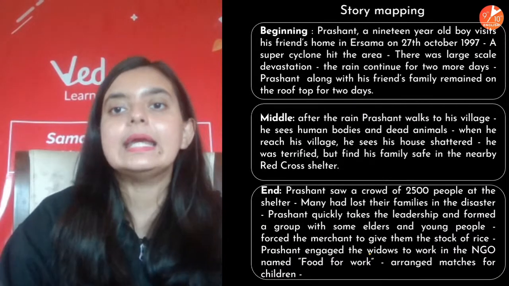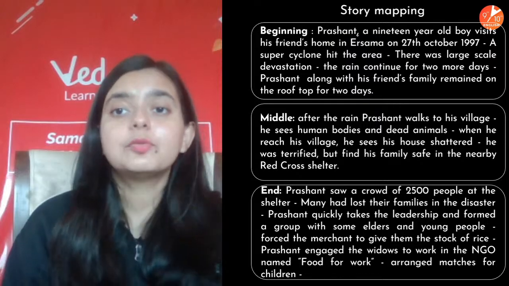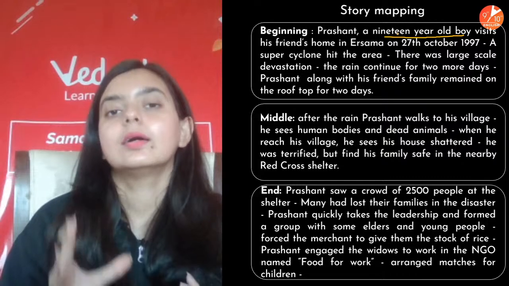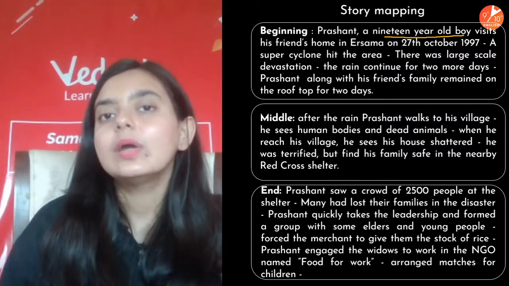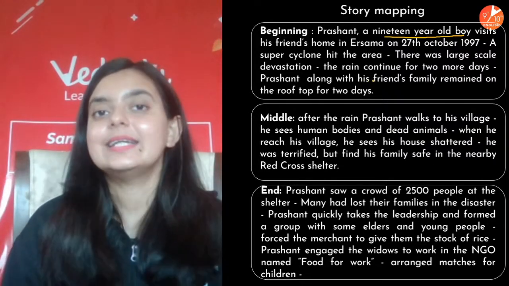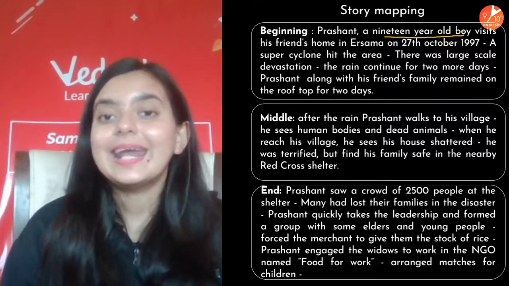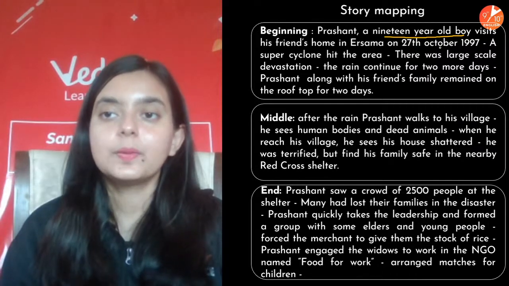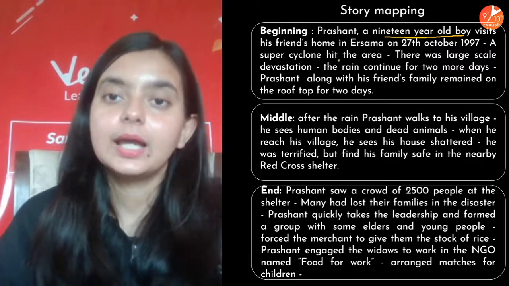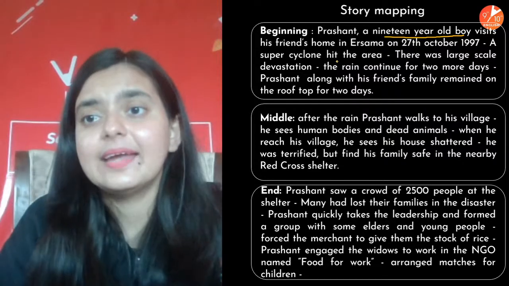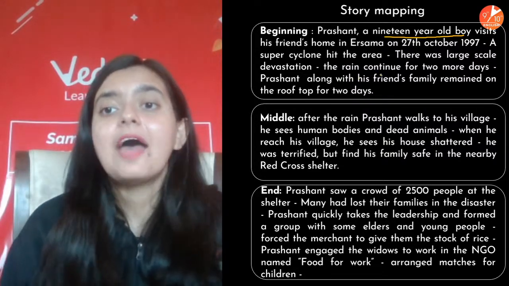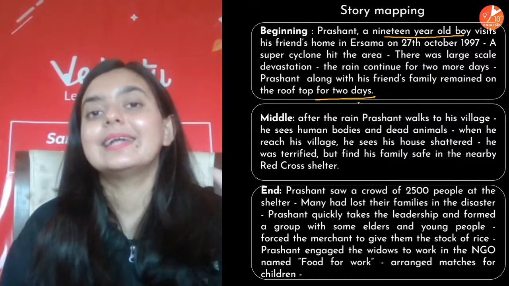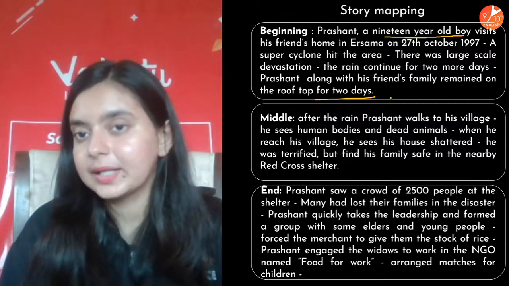If you remember the story, Prashant was a 19-year-old boy, so obviously it deals with the courage of a teenager and the leadership qualities that he had showcased, even though he was very young, just 19. He visits his friend's house in Assam on 27th of October 1997, and a super cyclone hit the area. There was large scale devastation. The rain continued for 2 more days, and Prashant remained on the roof for 2 days. He had taken shelter on the roof in that situation.